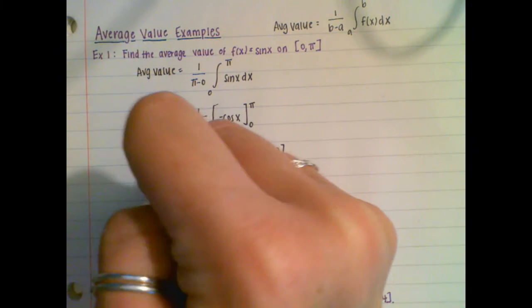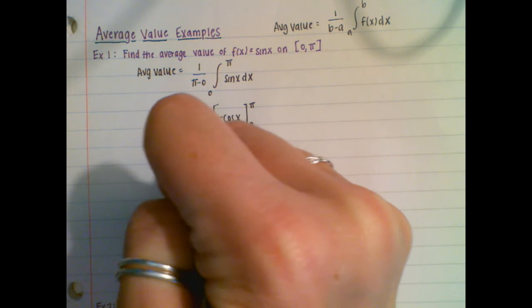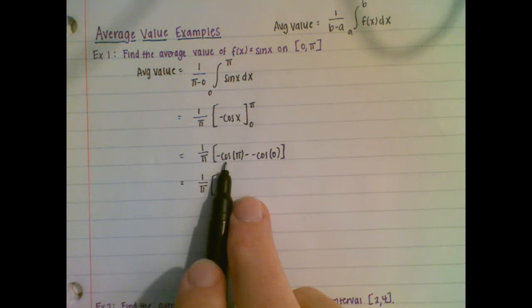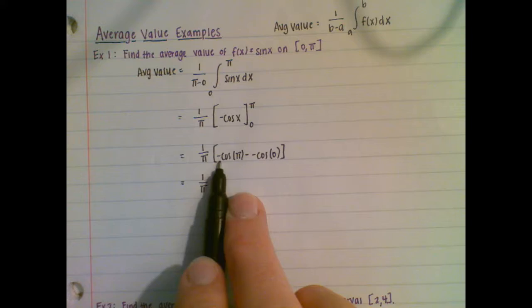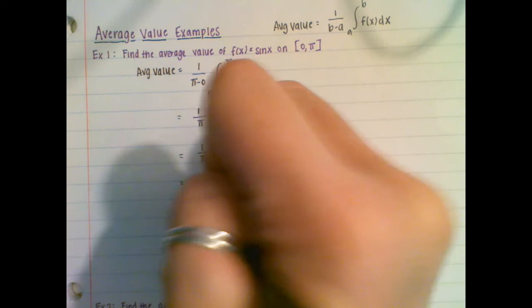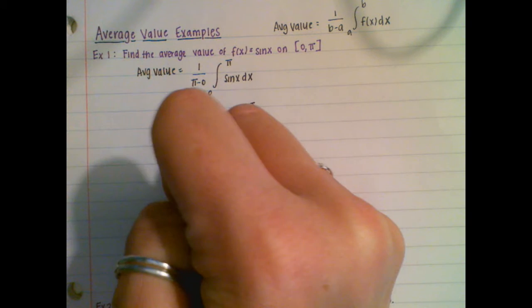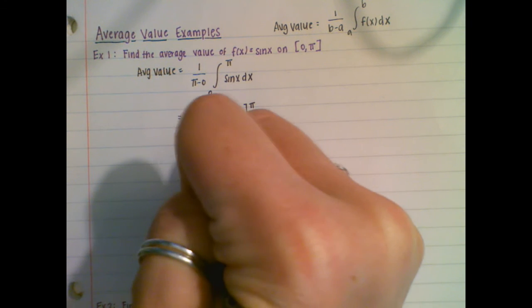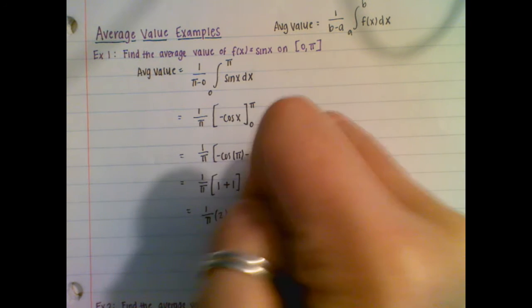When I go ahead and put those values in, that's going to be 1 over pi times cosine of pi is negative 1 times the negative 1 is going to be positive 1. Double negative in there is going to be plus, and then cosine of 0 is going to be 1. So this is going to give me 1 over pi times 2, which I can write as 2 over pi.